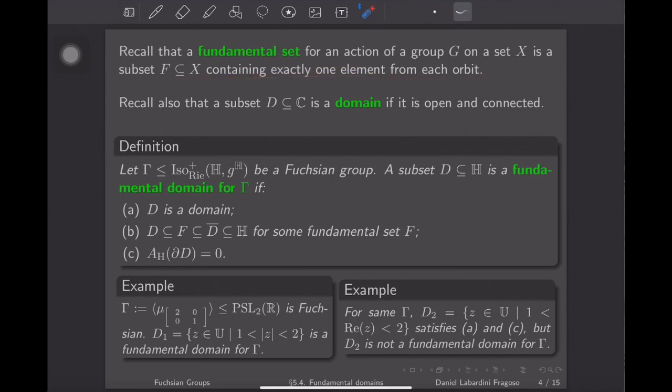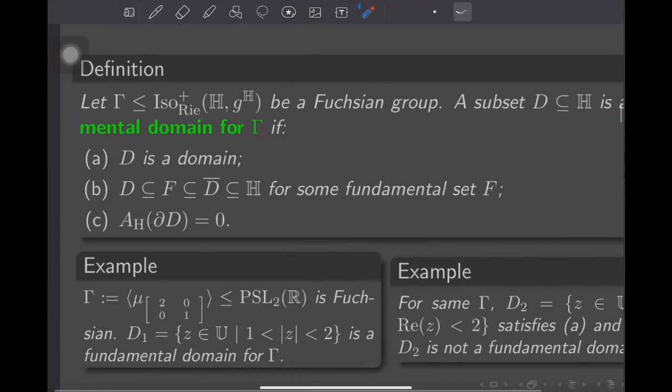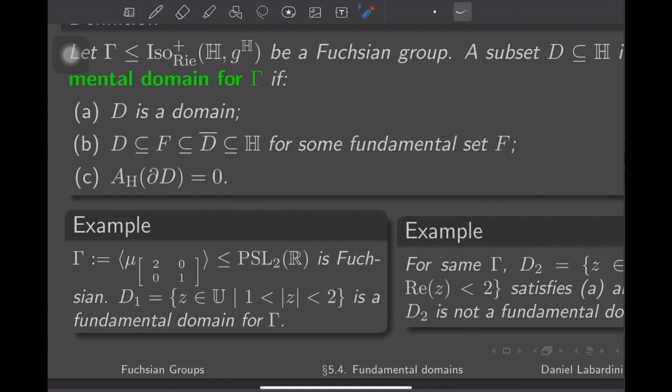So different points are not gamma congruent. That's something that can be deduced from B. And then as examples, let's say that I have this Fuchsian group. So here you see the Fuchsian group consists of multiplication by 2. Although you see the matrix here, I'm not taking it. It was not in SL2R, right? But the transformation itself is in PSL2R.